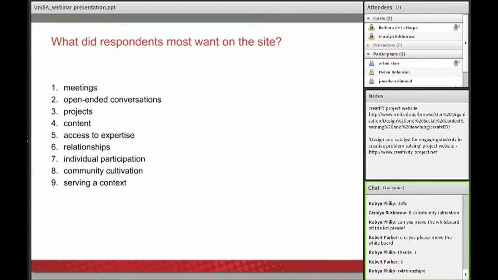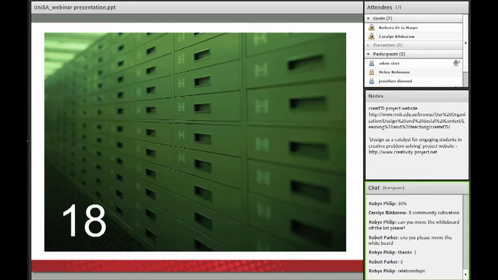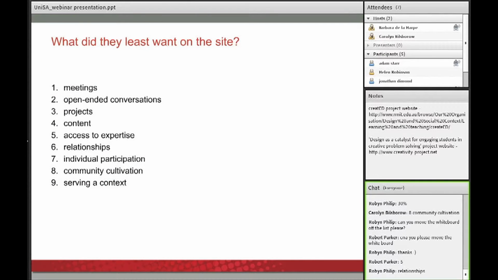So in the end, it was content. 18 of the people who responded, the most responses came in content. So it was number 4. I don't know why we put 18. 18 is the number, but 4 was the area. Those people said they wanted to come along and access content. Now, what do you think they wanted least on the site?